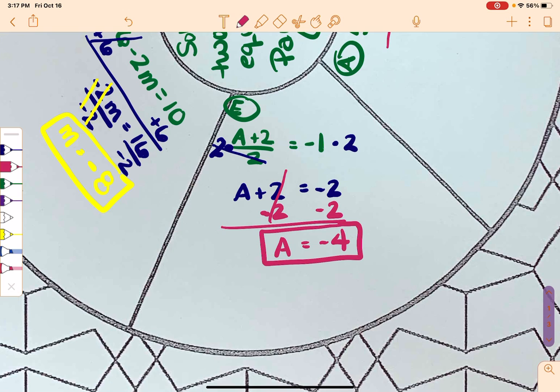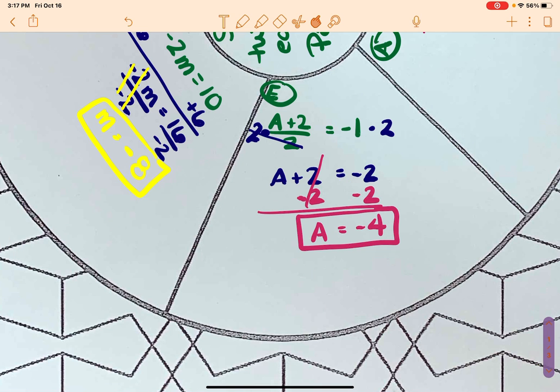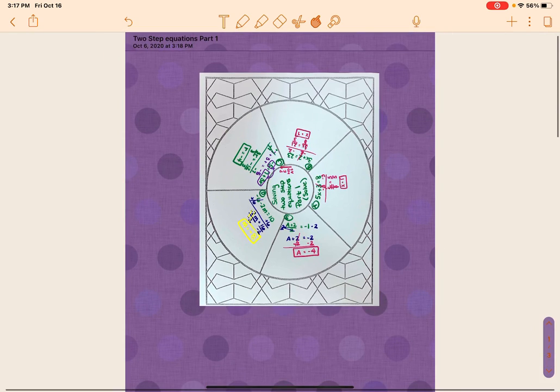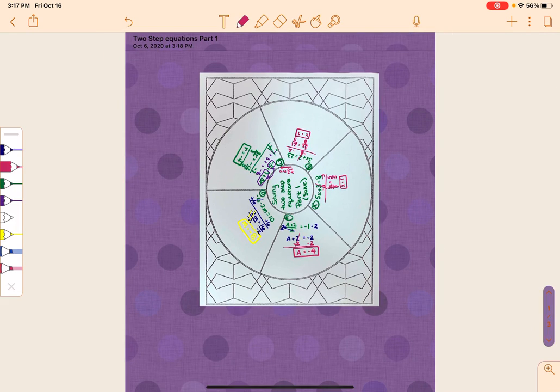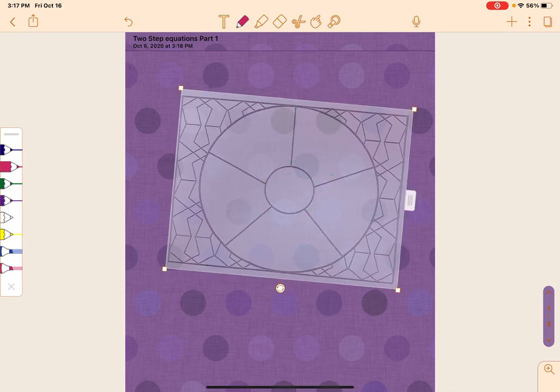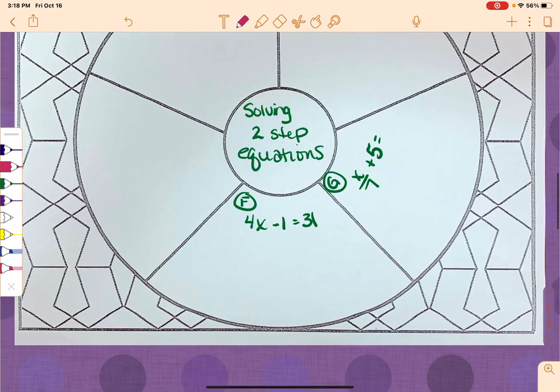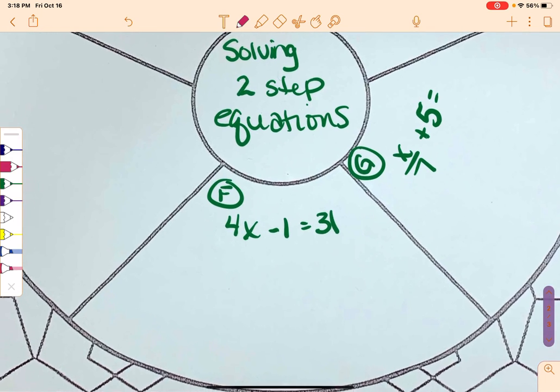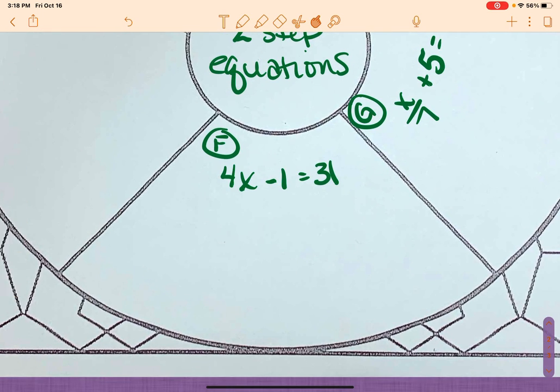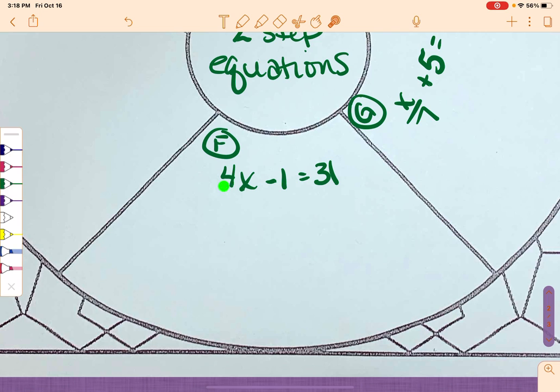Okay, we have 2 on the back that we're going to look at, and then we're going to move on. So let me turn this back the way it's supposed to be. Okay, I'm going to go to the next one. So you'll notice that I have done the same solving 2-step equations in the middle, and I have 2 equations that we're going to look at. So I have 4 times x minus 1 equals 31.